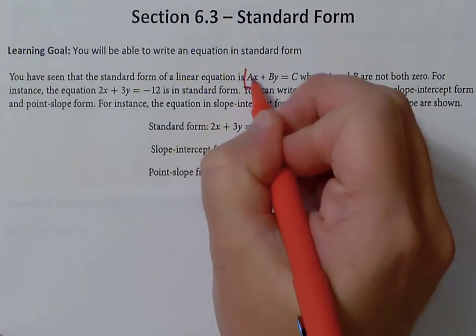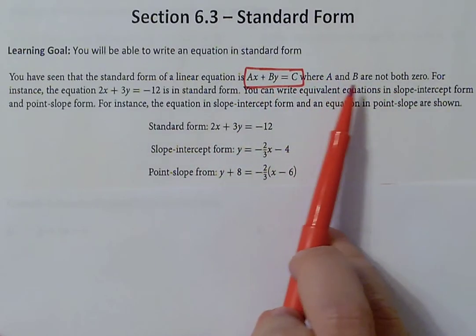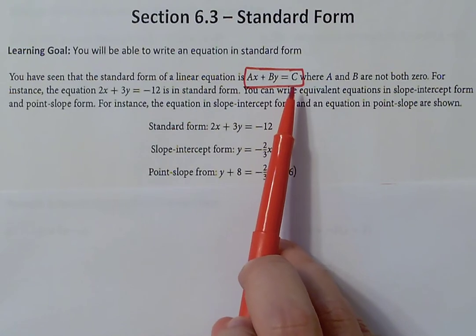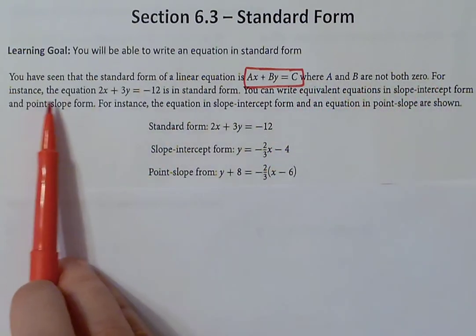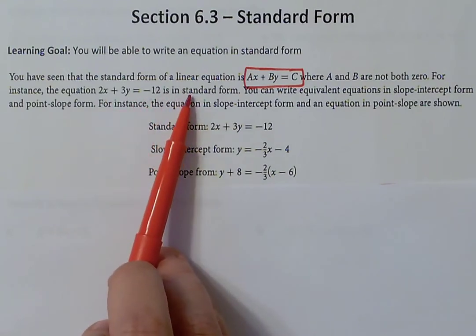So this is what standard form looks like. A and B and C are all numbers. A and B cannot both be 0. For instance, the equation 2x plus 3y equals negative 12 is in standard form.